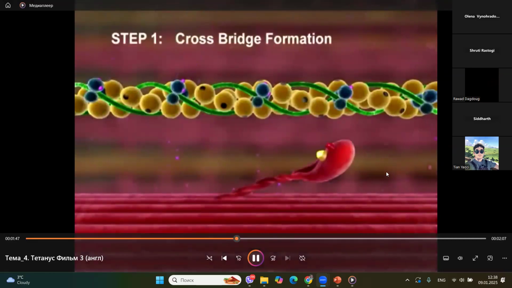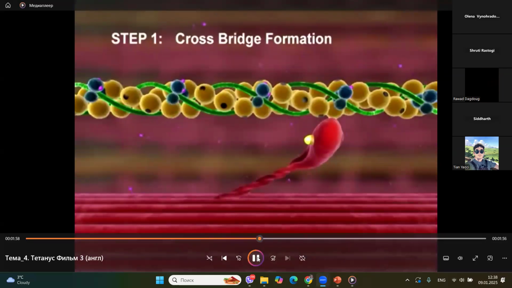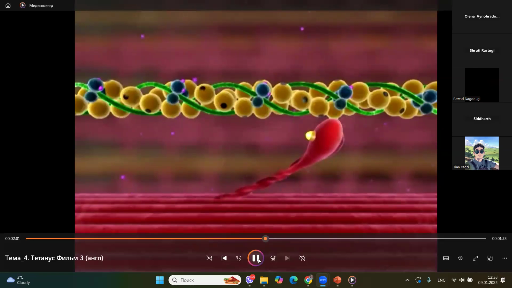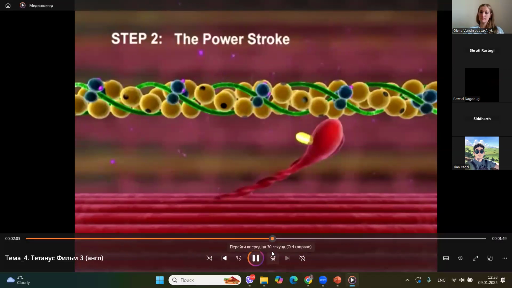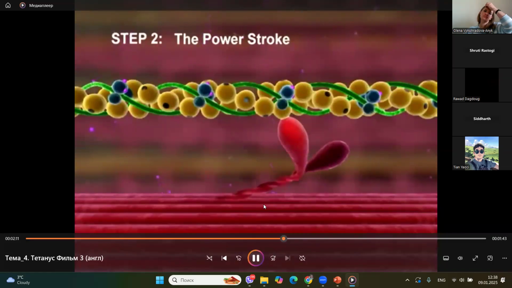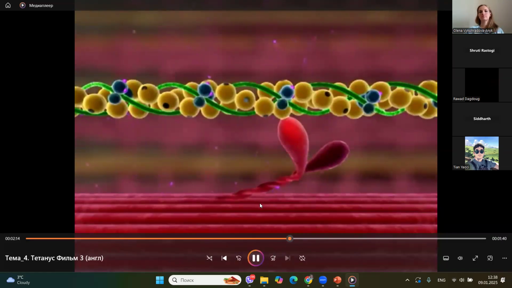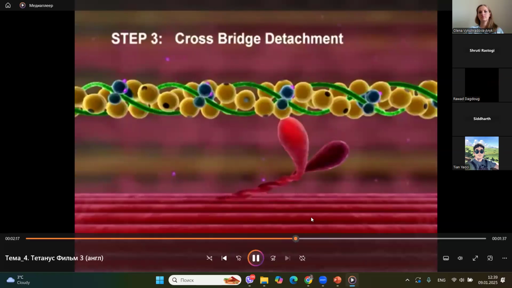Step 1. Cross-bridge formation. The activated myosin head binds to actin, forming a cross bridge. Inorganic phosphate is released, and the bond between myosin and actin becomes stronger. I want to pay your attention also that this binding happens at an angle of 90 degrees. It's an obligatory moment, 90 degrees. Step 2. The power stroke. ADP is released and the activated myosin head pivots, sliding the thin myofilament toward the center of the sarcomere. Step 3. Cross-bridge detachment.